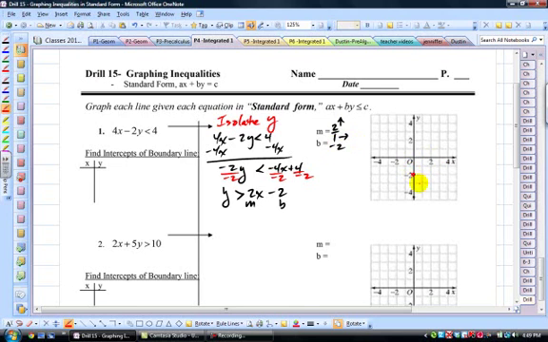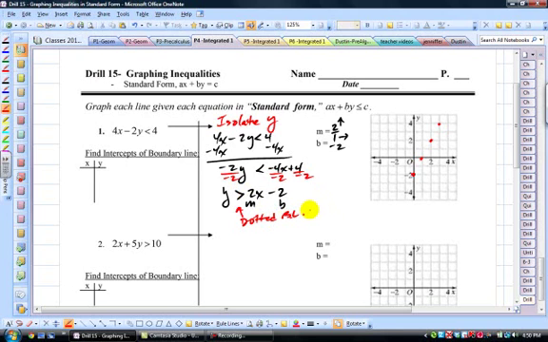Let's put this in red here. And I'm going to go up 2 from this point, right 1. Up 2, right 1. Up 2, right 1. And go ahead and graph my line. Now I know it's less than here, so this tells me that it's going to be dotted. So I have a dotted boundary line. You know that from the previous drill.